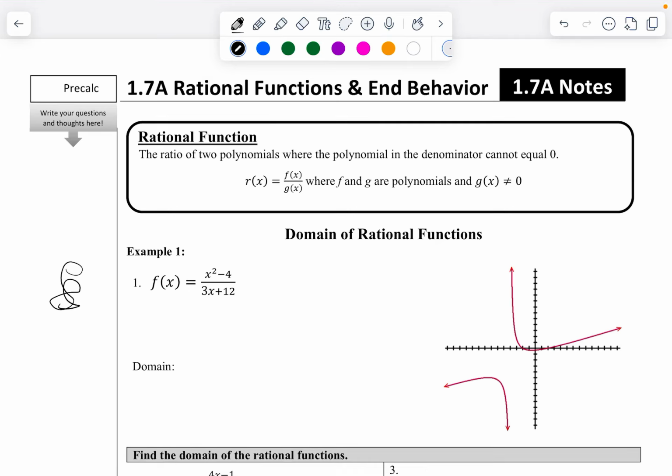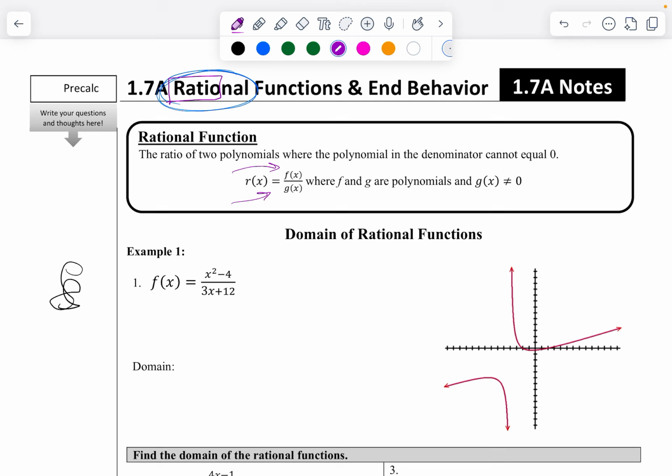Hey everybody, let's go ahead and start Unit 1B. Today we're going to be extending our understanding of end behavior, but this time we're going to be talking about rational functions. Remember, the root word of rational functions is ratio, which means a rational function looks kind of like a fraction, this idea of a ratio.